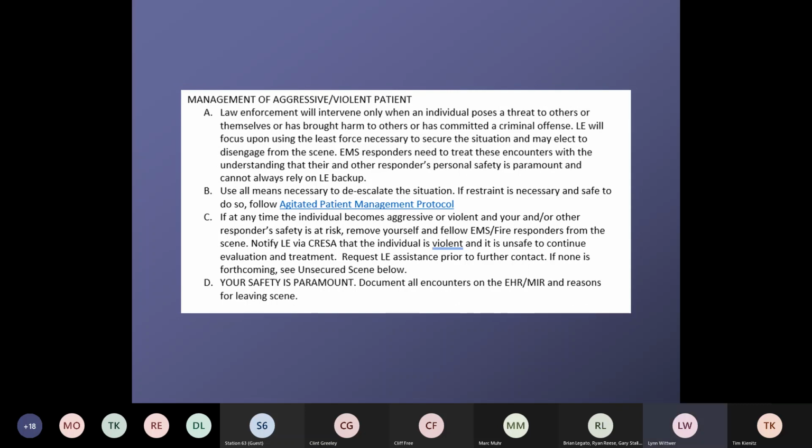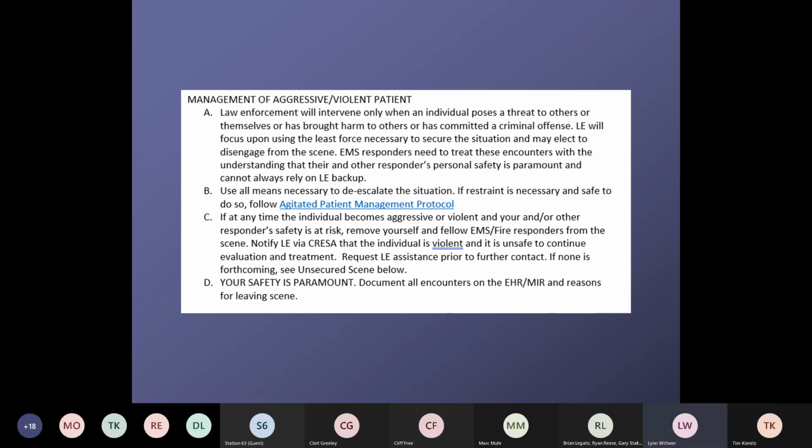Now, in the management of the aggressive or violent patient, law enforcement will intervene at this time only when an individual poses a threat to others or themselves, has brought harm to others, or has committed a criminal offense. They will focus on the least force necessary to secure the situation. They may elect to disengage. EMS responders need to treat these encounters with the understanding that their and other responders' personal safety is paramount. Protect yourself, protect your partners. You cannot always rely on law enforcement backup. Use any and all means necessary to de-escalate the situation.